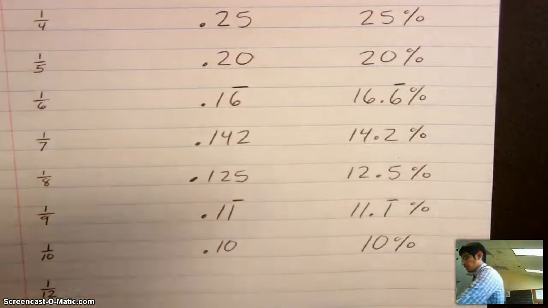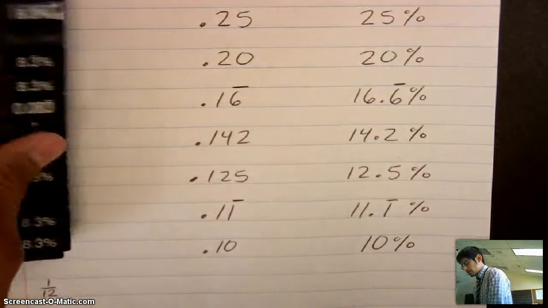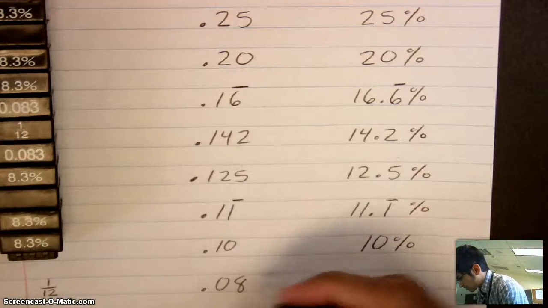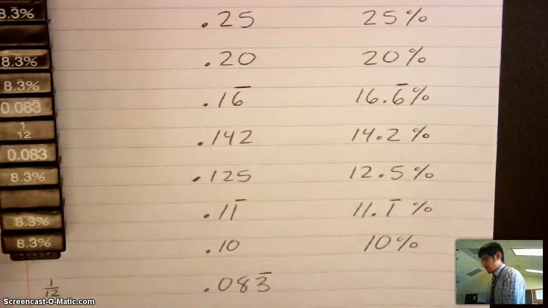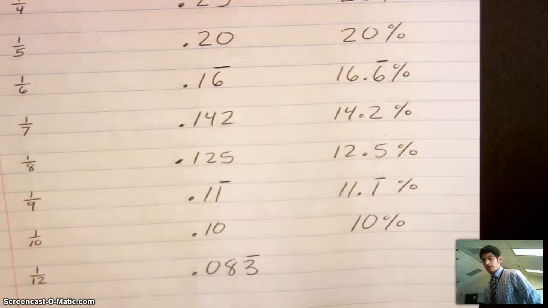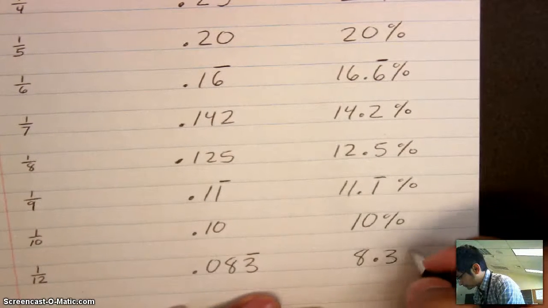And then my last one is the 1/12 block. It looks like this. And 1/12, the decimal for this one is 0.083. So that's like 83 thousandths, and the 3 is repeating on and on and on again. And my percent for that is 8.3%.